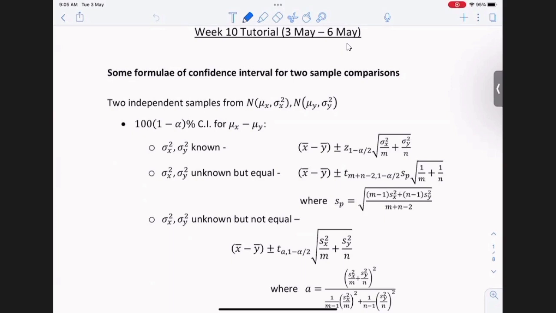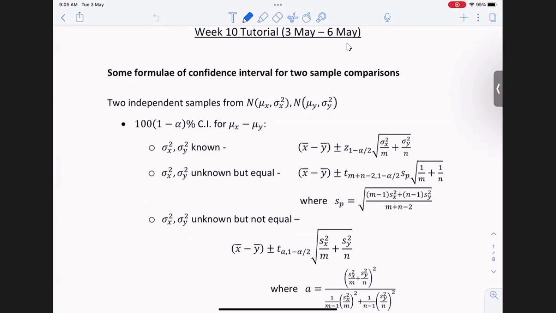And the quantile used here is no longer the normal quantile. Instead, we'll use the t quantile. And for calculating the t quantile, we need to specify the degrees of freedom. The degrees of freedom is the combined degrees of freedom from the two samples.